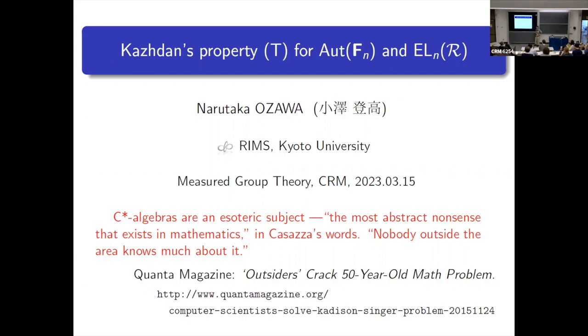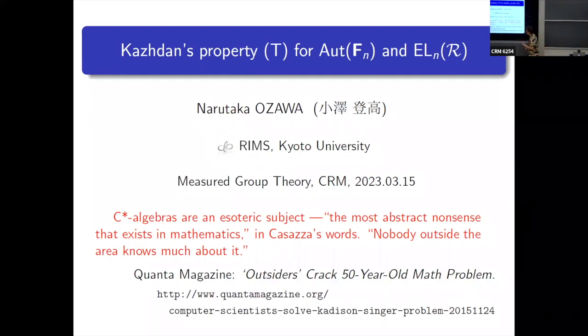In 2013, computer scientists solved a long-standing open problem in operator algebra, the Kazhdan problem, and it was featured in Quanta magazine. Recently, again, computer scientists solved a long-standing problem in operator algebra. That's the embedding conjecture, a sophisticated problem for von Neumann algebras. So somehow we are attacked by computer scientists, and I felt obligated to kick back at them. So I solved some problem in computer science by operator algebra.